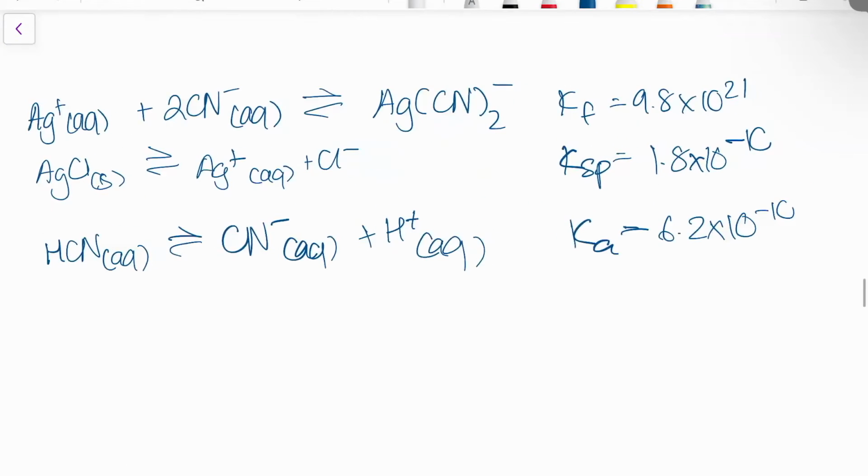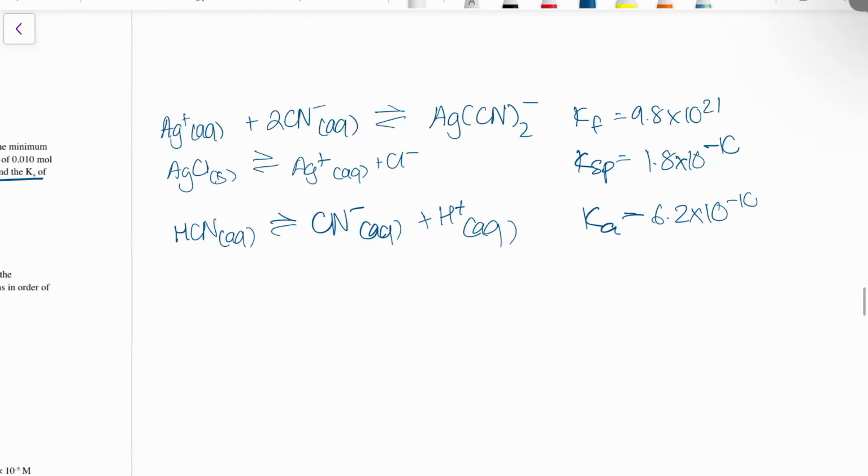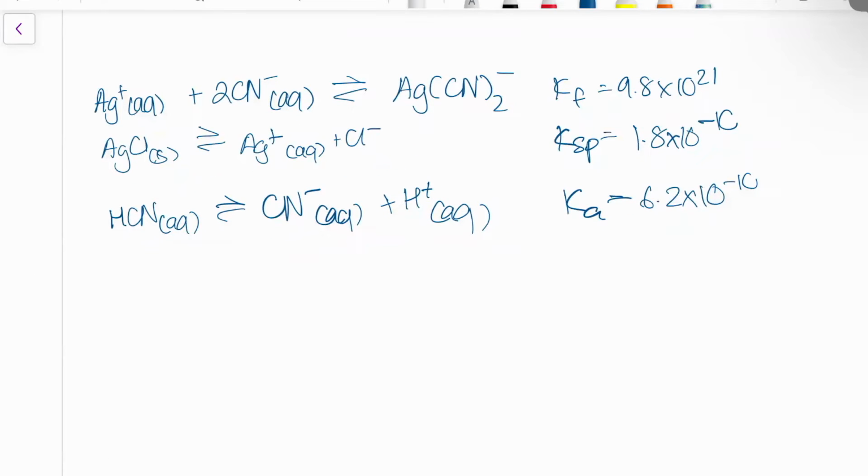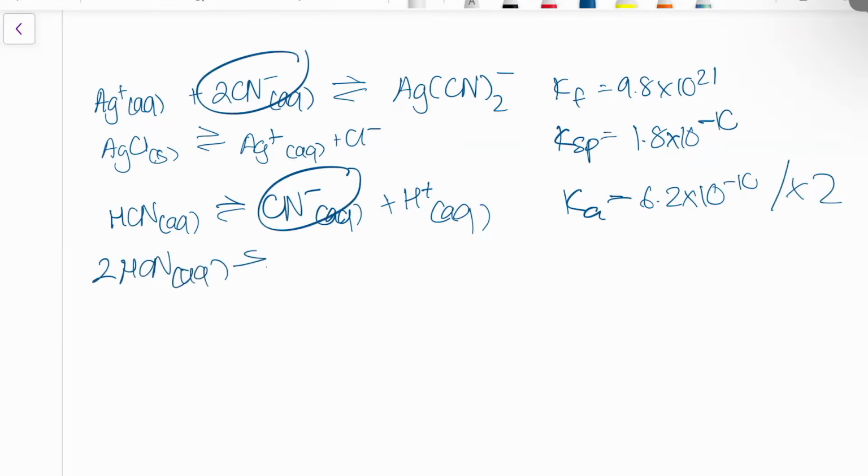Okay, so I'm going to combine these equations together to get one overall equation. So what's going to happen here is I can't really add it all together yet because I need to make sure everything balances out. At the moment, I have 2CN minus here and I have a CN minus here. So I just need to multiply this by 2 so I can bring it together. So this turns into 2HCN (aq) turns into 2CN minus (aq) plus 2H plus (aq).